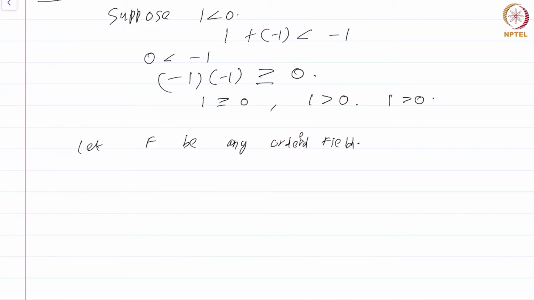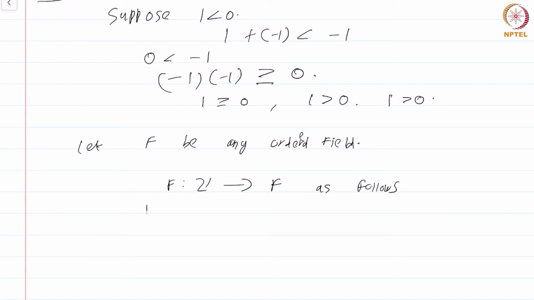So I will just say let F be a field, with the understanding that there is an underlying addition, there is an underlying multiplication, and then there is an underlying less than or equal to relation. Let F be any ordered field. We can define a map from the integers to F as follows.